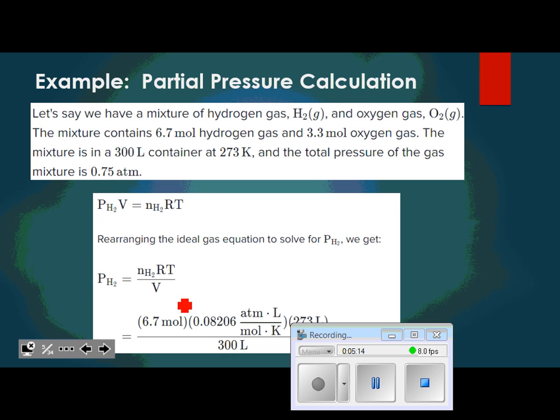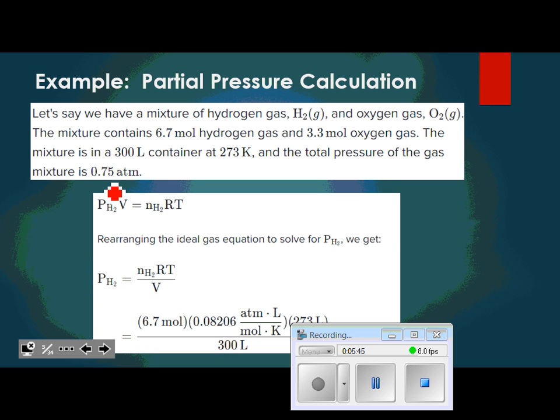You have a mixture of hydrogen gas and oxygen gas, and the mixture contains 6.7 moles of hydrogen gas and 3.3 moles of oxygen gas. The mixture is in a 300-liter container at a temperature of 273 Kelvin, and the total pressure of the gas mixture is 0.75 atms. And let's say you were asked to calculate the partial pressure of hydrogen gas.